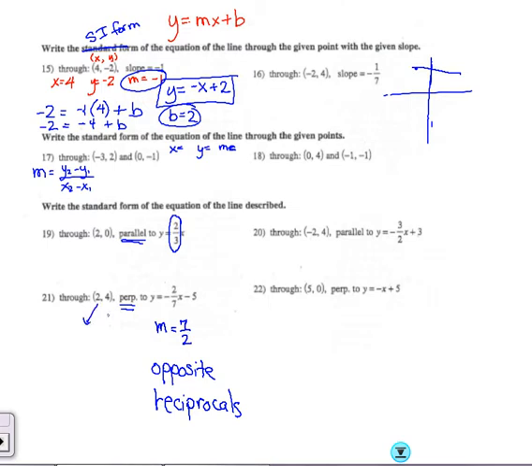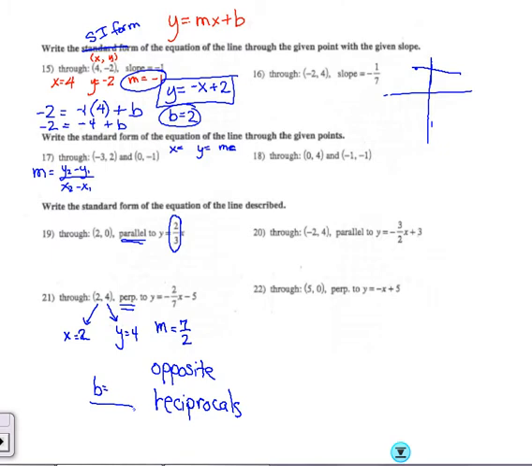I know my x, I know my y. I can plug these 3 values in and find the equation of my line by identifying what b is. Okay? So that is the general gist.